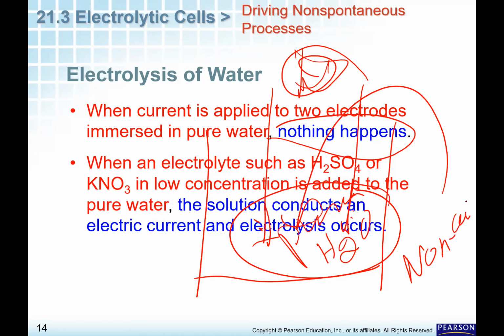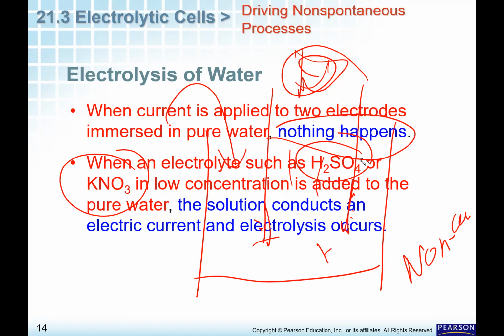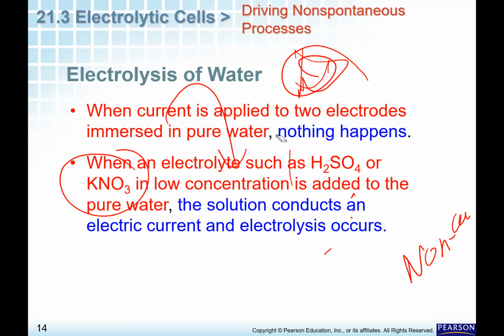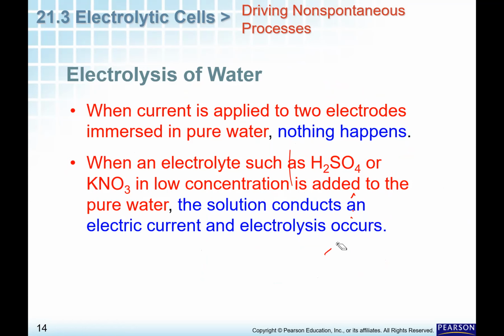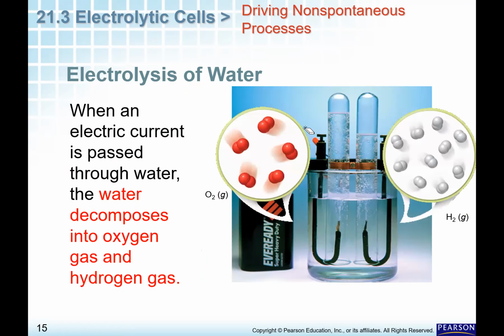It cannot conduct electricity. But if you add a few drops of sulfuric acid, nitric acid, or any other electrolyte that will separate into ions, immediately you will start seeing bubbles. What are these bubbles coming from and what's going on? The solution becomes conductive, and that will result in current flowing from the battery that we connected to.